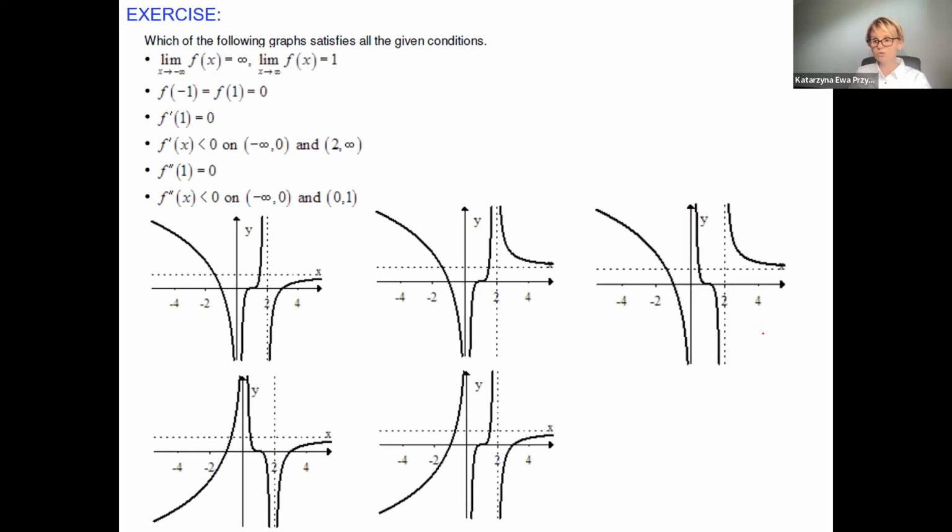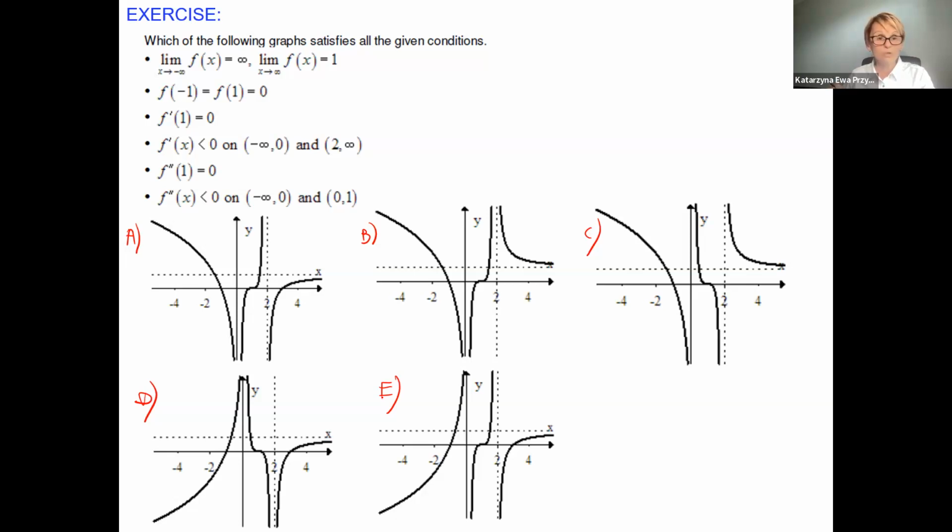Let's do a couple of those, because that's good for the test. You can't really draw a function and provide it for us, that would be excellent, but we may ask you this way: given a couple of pieces of information about the function, which graph satisfies this? Let's try to eliminate. Elimination is a good process.